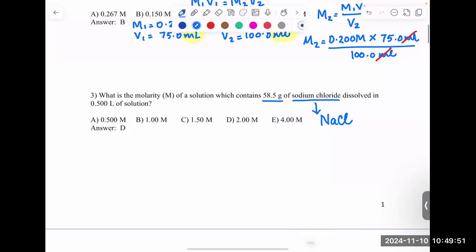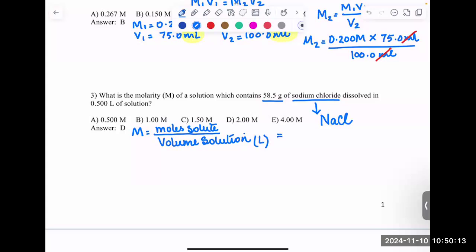58.5 grams. So the formula, always write down the formula. Molarity is equal to moles of the solute over the volume of the solution in liters. Okay, so now we need to first get the moles of the solute.